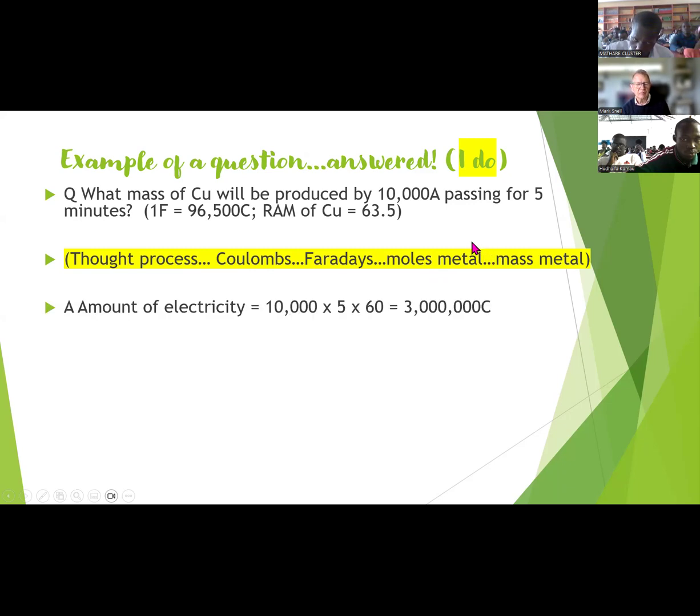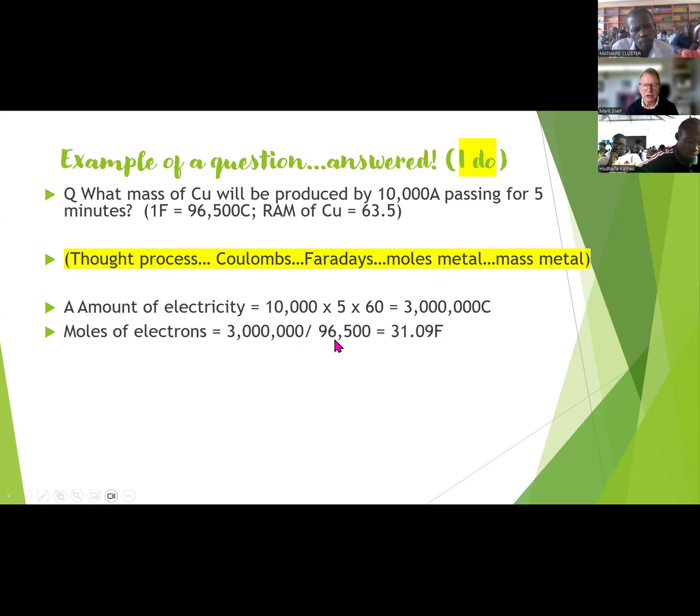So here we go. The amount of electricity, that's the coulombs, is the amps times the seconds. Well, it's 5 minutes, so times 60, that's 3 million coulombs. How many Faradays is that? How many moles of electrons? Well, 1 mole is 96,500. So 3 million divided by 96,500 tells me how many Faradays or how many moles of electrons I have.